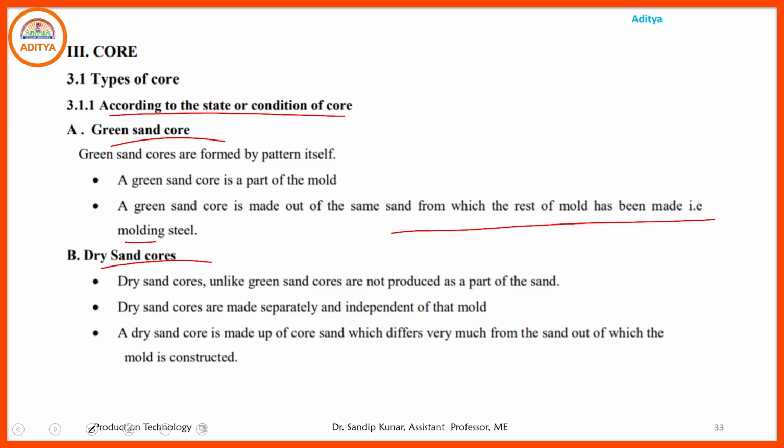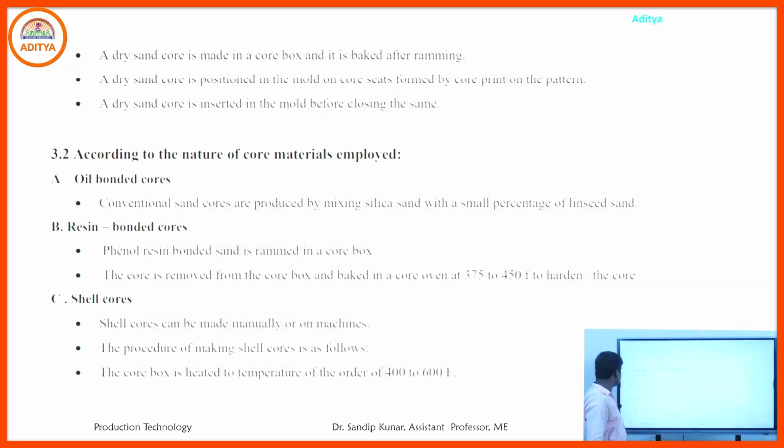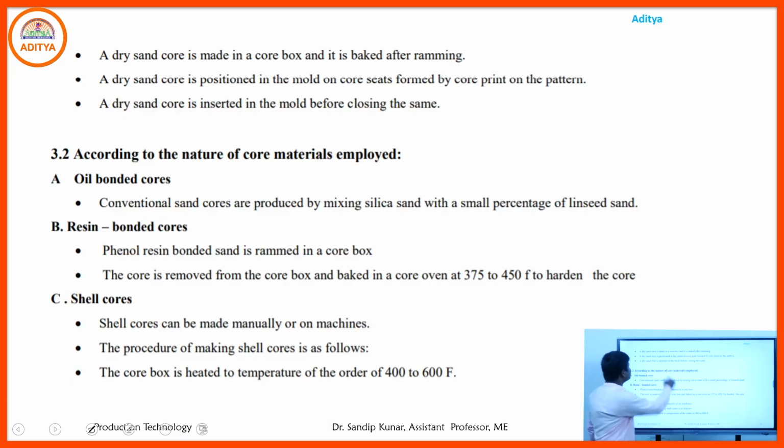Another is the dry sand core, which is unlike green sand cores. Dry sand means no moisture or water vapor is present in that particular dry sand core. Dry sand cores are made separately and independent of the mold. A dry sand core is made in a core box and baked after ramming. Means it will be made in the core box and rammed properly.